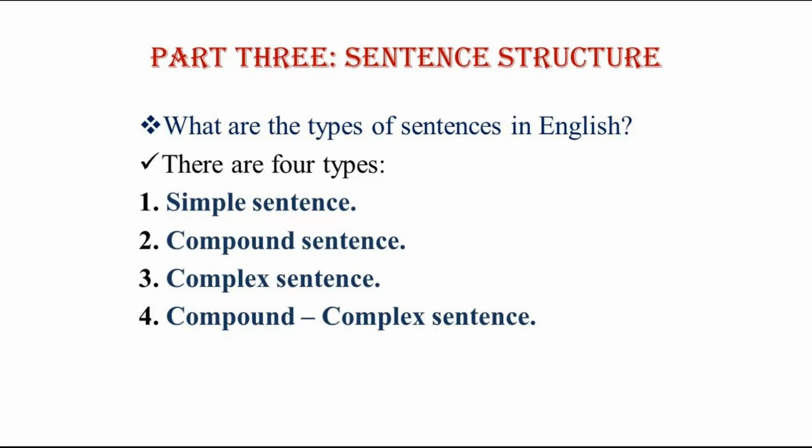Okay, we'll be talking right now about sentences. We have in English structurally, يعني من ناحية التركيب, four kinds or four types of sentences: simple sentence, compound sentence, complex sentence, and compound complex sentence.